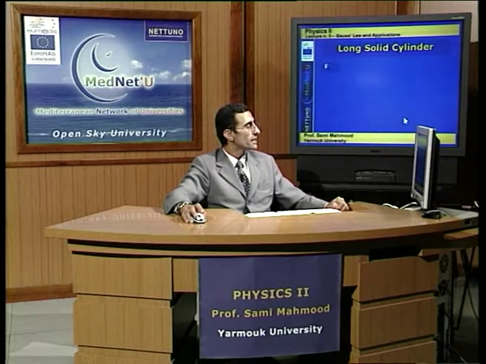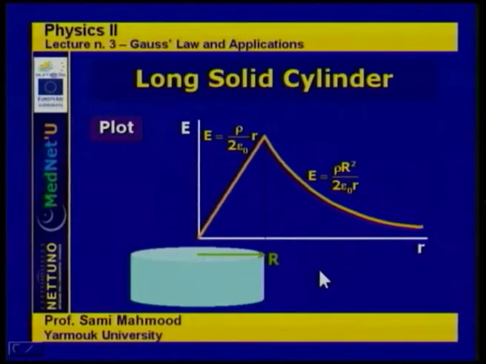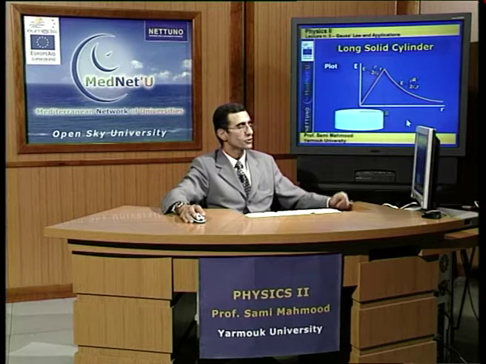And if we plot these results, we will notice that inside the cylinder, the electric field is linearly proportional to r, because we are increasing the enclosed charge as we increase the Gaussian surface radius. And then outside the cylinder, the electric field goes as 1 over r, which is similar to the line charge.